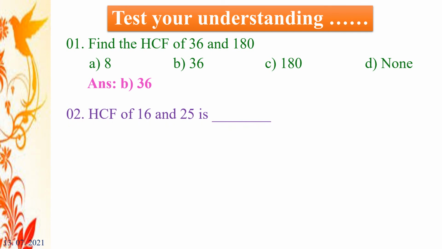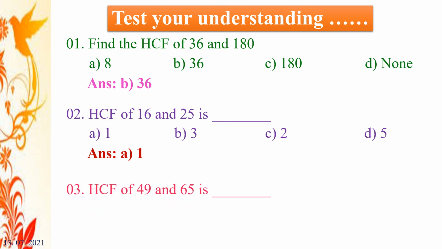Then HCF of 16 and 25 is dash. Options are A 1, B 3, C 2, D 5. Here, one is an even number, another one is an odd number, isn't it? Yes, that means the HCF is 1. So answer A, 1. Then HCF of 49 and 65 is dash. Option A 5, option B 7, option C 1, option D 13. The answer is option C, 1, because there are no common factors.